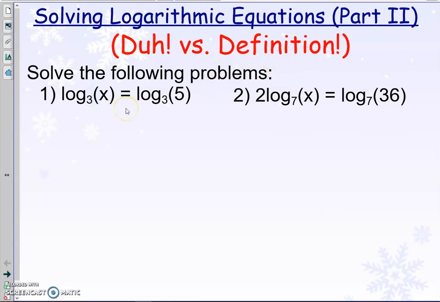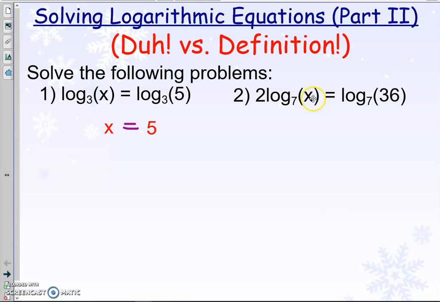And let's take a look at problem number 1, for instance. So I see I have on the left-hand side a single logarithm, and on the right-hand side I also have a single logarithm, and both logarithms have a base of 3. And when you look at this, I think you say, well, if log base 3 of x equals log base 3 of 5, well then, duh, x has to be equal to 5. Those would have to be equal for this to be true. Now, that's a really easy problem. Let's take a look at a problem that's a little bit more advanced, like problem number 2.